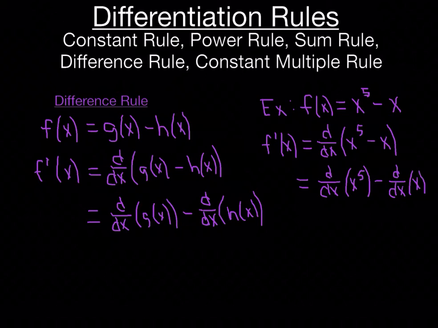Now, using your power rule, for the first one, the derivative of x to the 5th power is 5x to the 4th, minus the derivative of x. Well, it's x to the 1st power, so put a 1 in front of it, 1 times x to the 0. But since x to the 0 is 1, 1 times 1 is 1, so the derivative of this is just 5x to the 4th minus 1.